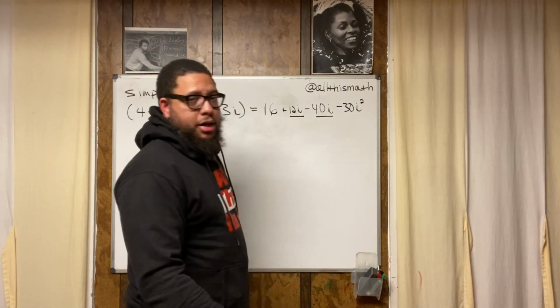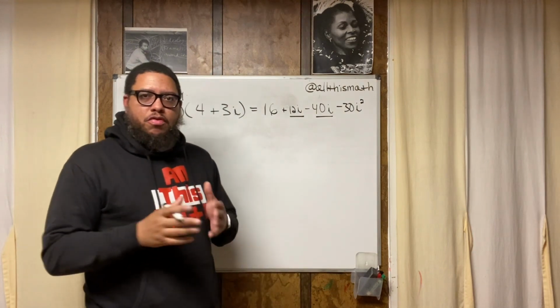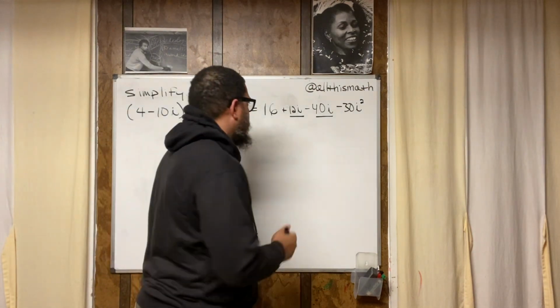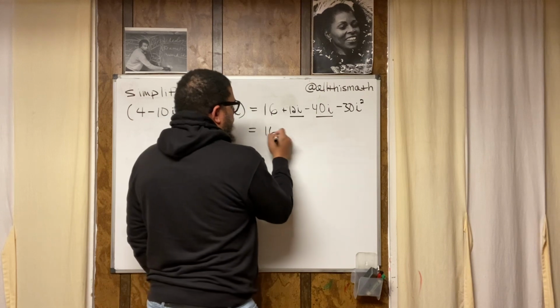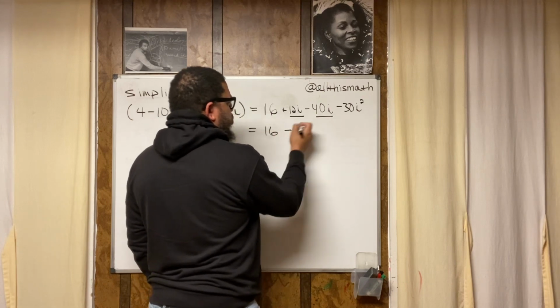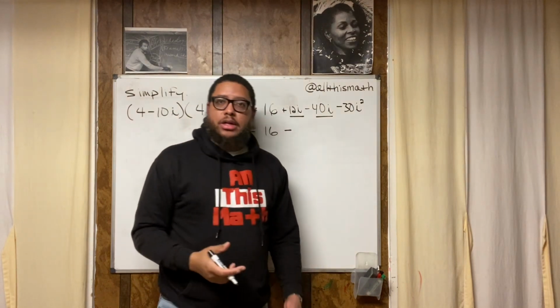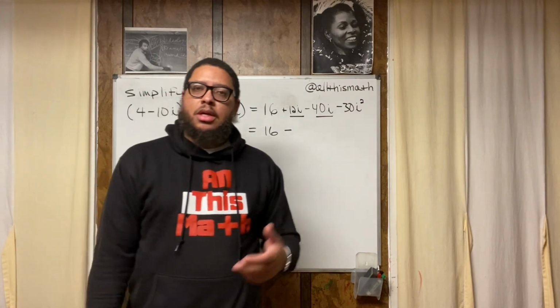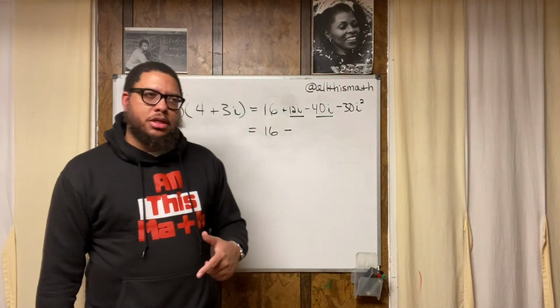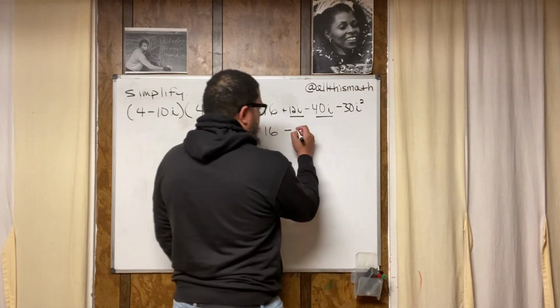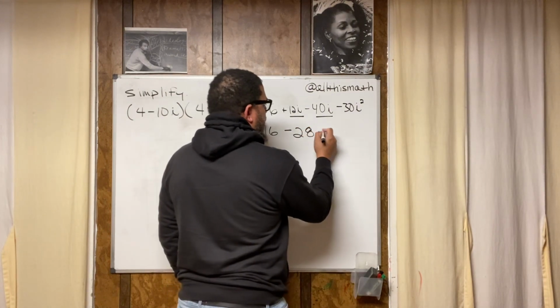12i, -40i, right? They both got i's in them. So we do this. We say 16 minus, because 12 take away 40. You got to know how to do your arithmetic with negative numbers. So 12 take away 40 is -28. So that's -28i.